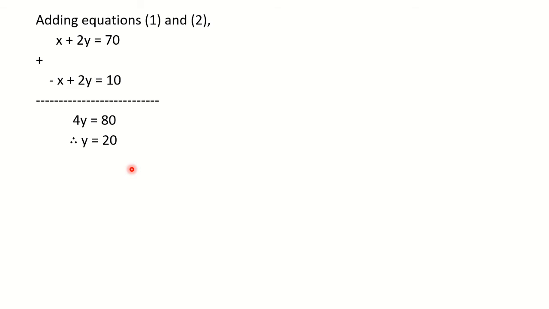Now let us make use of any one of these equations to get value of x. So here I am using equation 1. So let us substitute y is equal to 20 in equation 1. So write down. Substituting y is equal to 20 in equation 1.